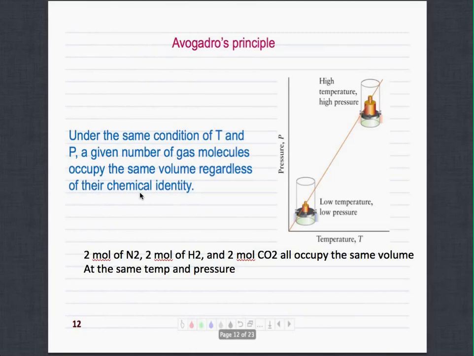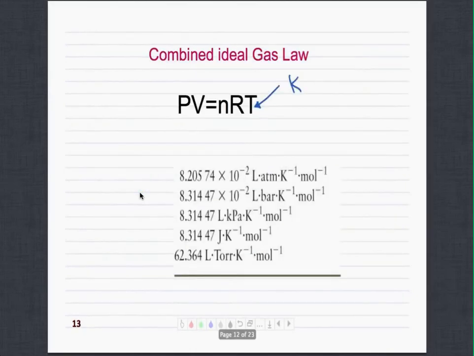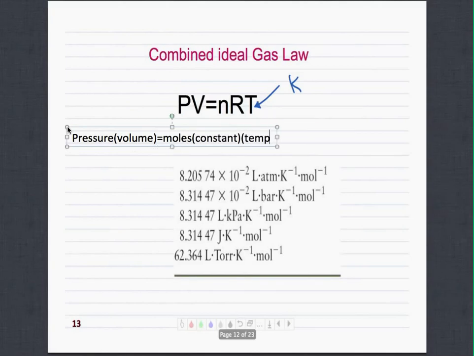The main one that we're going to use is called the combined ideal gas law, and it is PV = nRT, where P is the pressure, V is the volume of that gas, n is the number of moles, R is a constant. I'm going to leave it to the end because we need to talk a little bit about R. And T must be in Kelvin. It cannot be in Celsius. You have to change it. It cannot be in Fahrenheit. You have to change it to Kelvin.